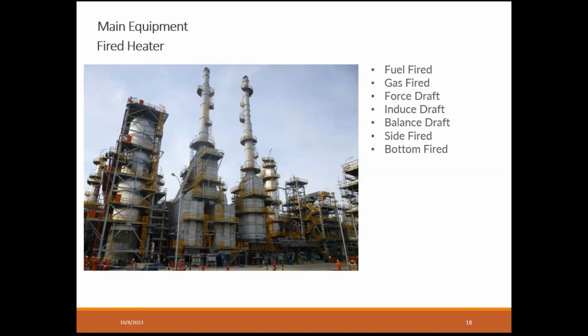And then we have balanced draft. Balanced draft, as the name implies, we will have blowers at both the combustion air side and the flue gas side. So the control of this fire heater will be a lot better compared to forced and induced draft. So we have side fire and bottom fire as well. Side fire is basically talking about the burner side. The burner is from the side. If it's bottom fire, meaning the burner is from the bottom side. So that's all.